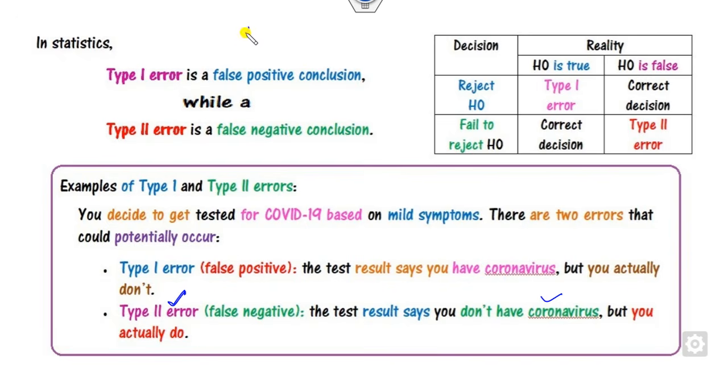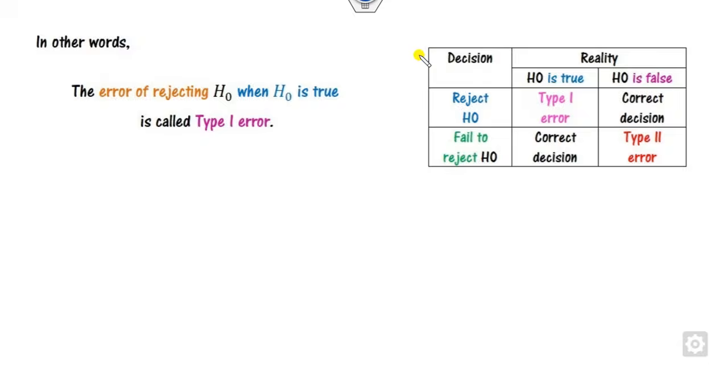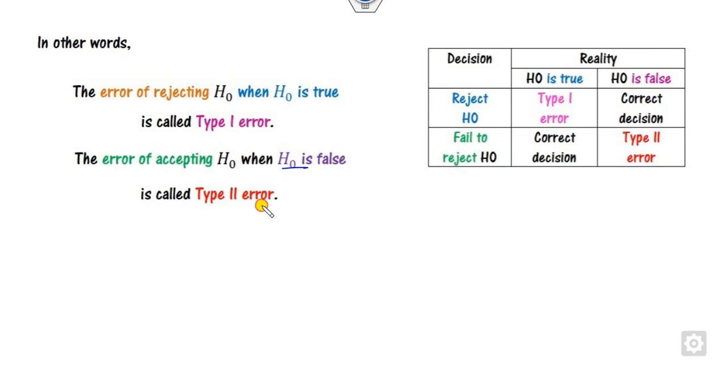Similarly, a failed candidate is passed by the teacher. What is the error of this? It gives you a false negative error, which corresponds to type 2 error. Or you can say the error of rejecting H0 when it is true is called type 1 error. The error of accepting H0 when it is false is called type 2 error.